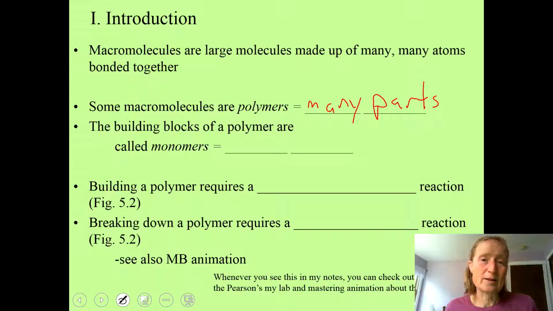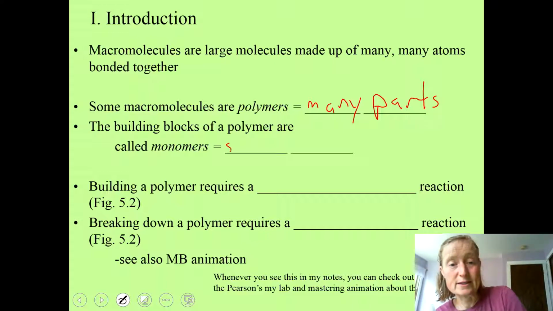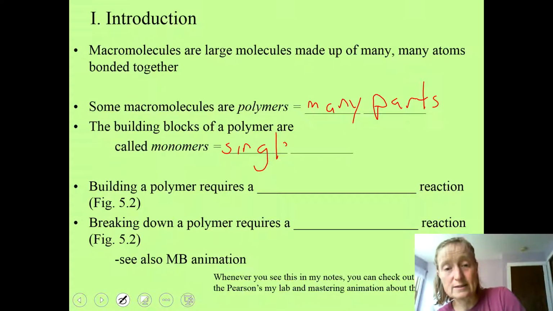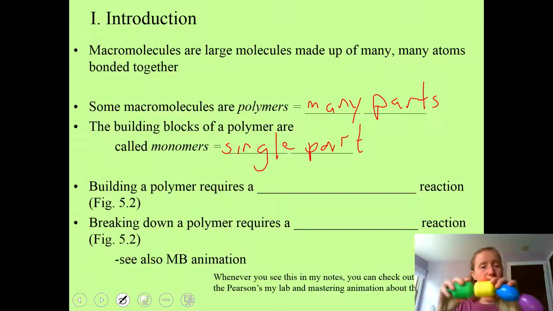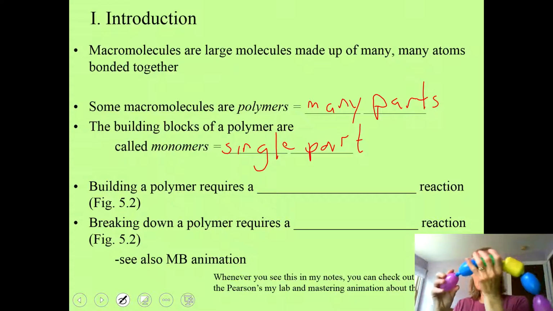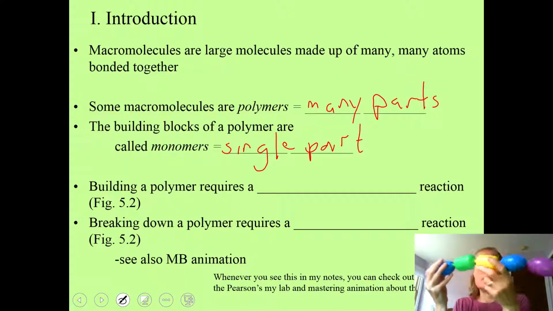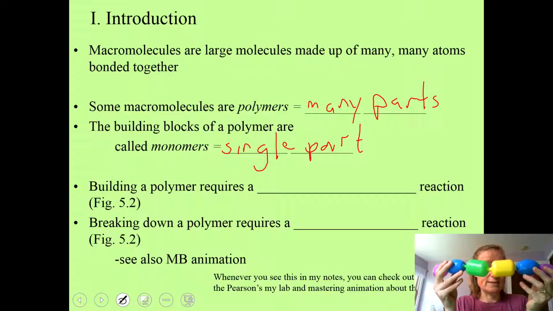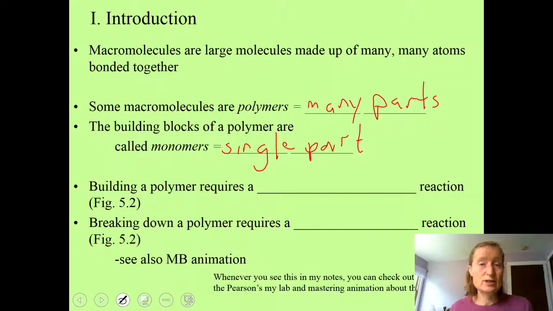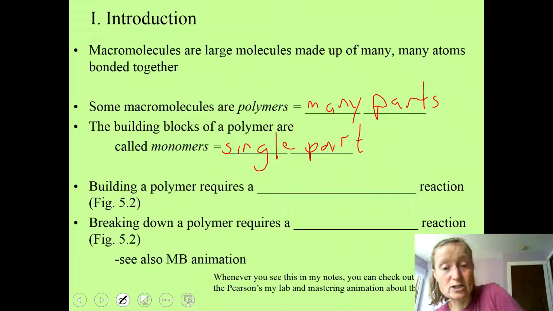The building blocks of a polymer are called the monomers, the single units, or the simplest parts. We're going to put together these single parts to make a more complex molecule. So if we're building a polymer, like building a large protein from amino acids, that's going to require some energy. It's also going to require a special reaction. We'll take a look at it. This reaction is called a dehydration reaction.